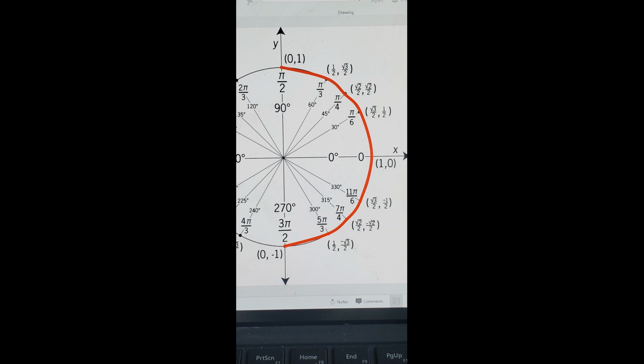The one place I see that happening, it doesn't happen twice, is at square root of 3 over 2, comma 1/2, which is at pi divided by 6, or 30 degrees. Now, you can write it as radians, or you can write it as degrees. Doesn't really matter. But our single answer for the first one is going to be pi divided by 6, or 30 degrees.